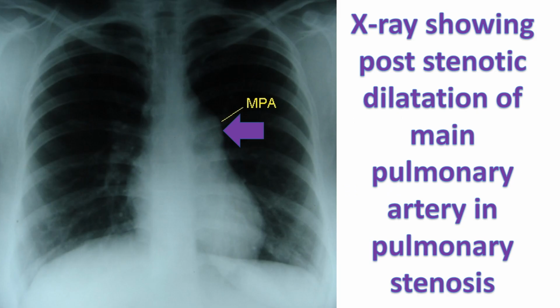Pulmonary stenosis can be documented by an echocardiogram. Doppler echocardiography measures the transvalvular gradient and helps in assessing severity of pulmonary stenosis. Right ventricular hypertrophy and right atrial enlargement, as well as plethora of the inferior vena cava, may be seen in severe cases. X-ray chest may show post-stenotic dilatation of main pulmonary artery and left pulmonary artery. ECG may show right axis deviation, right ventricular hypertrophy, and right atrial overload.